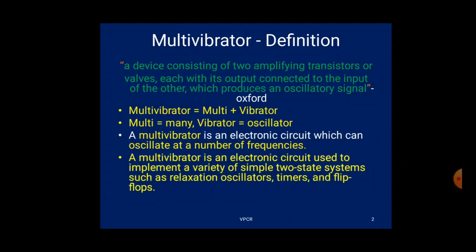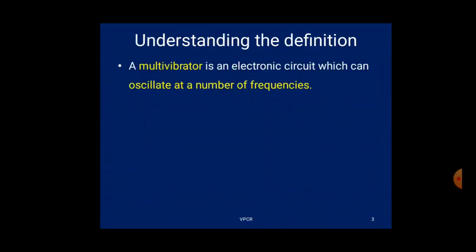So now let us understand the definition. A multivibrator is an electronic circuit which can oscillate at a number of frequencies. So from this statement you can understand that this circuit is going to generate some signal, that is oscillations, and at a number of frequencies. That means whatever the output, those oscillations can have different time period, different frequency based on the circuit design. So that means it is generating a periodic signal.